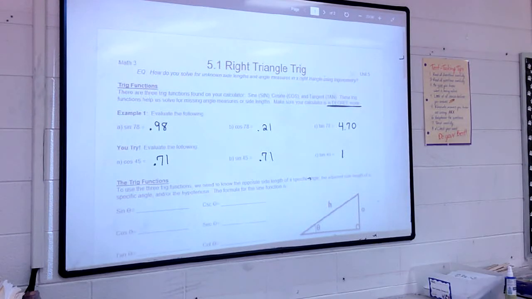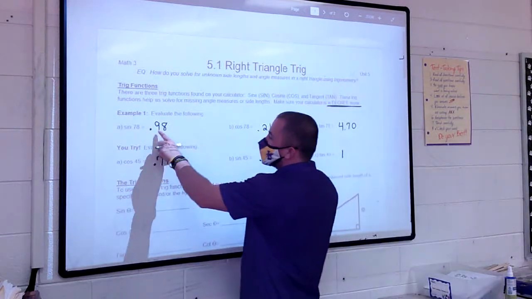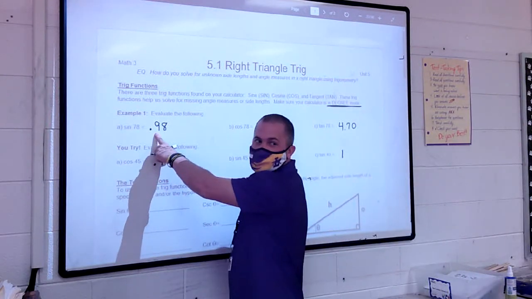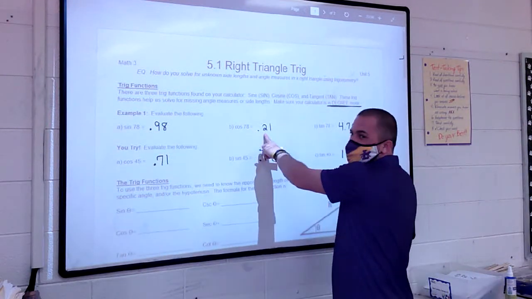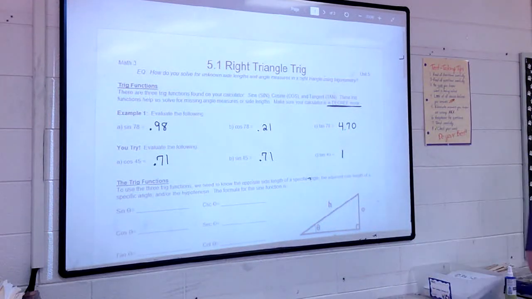No idea. Okay, so check it out on number 1. Whatever sine is, divided by whatever cosine is, should give you tangent. So 0.98 divided by 0.21 is 4.666, that's 4.7. So tangent is actually sine divided by cosine.